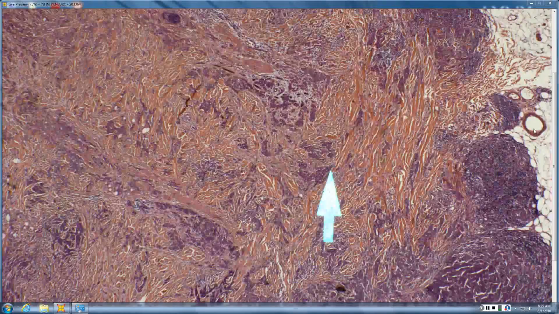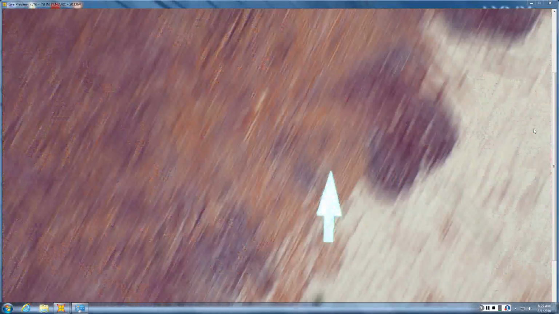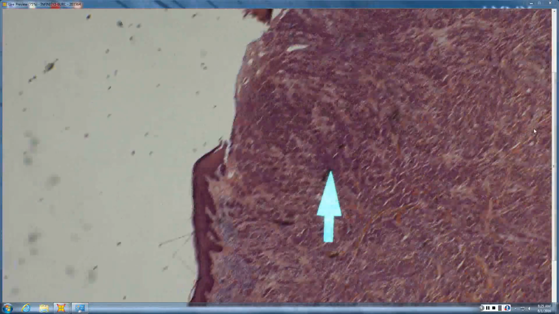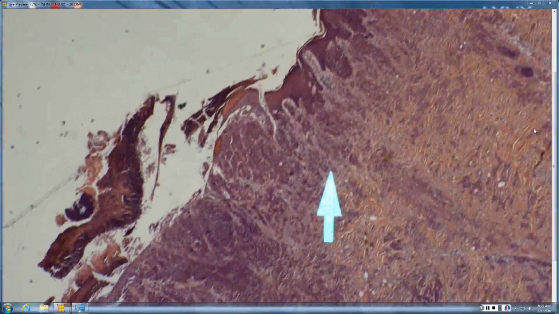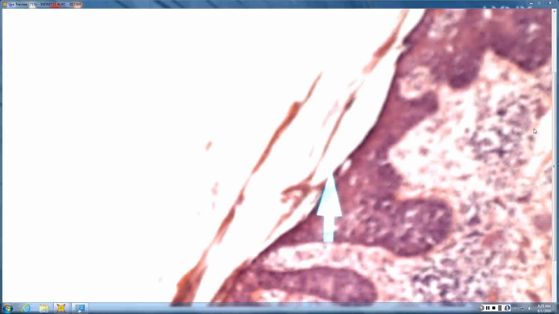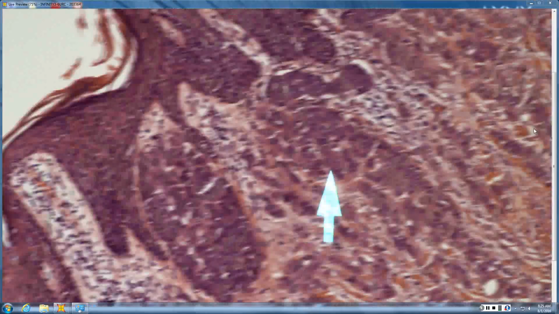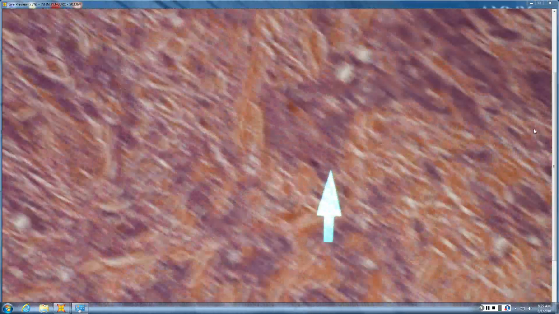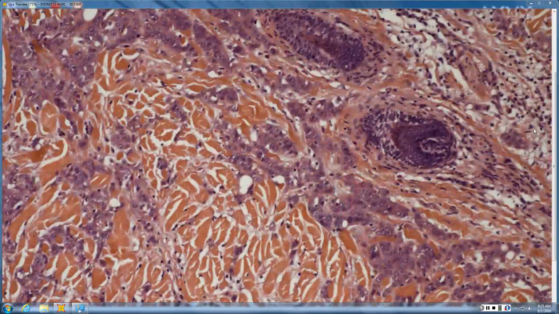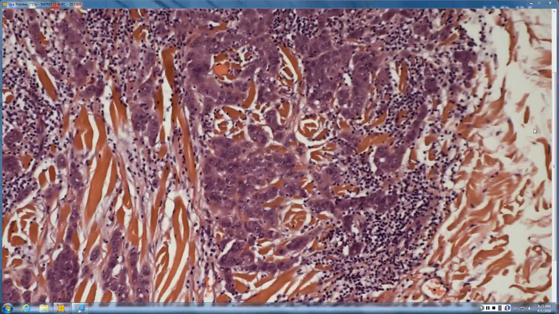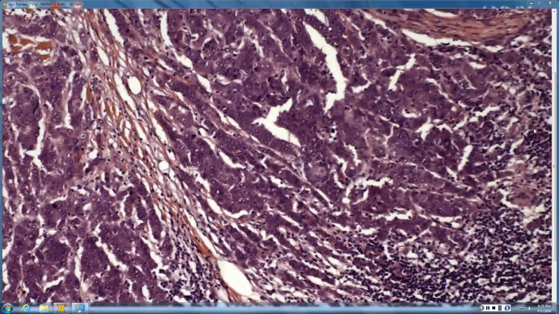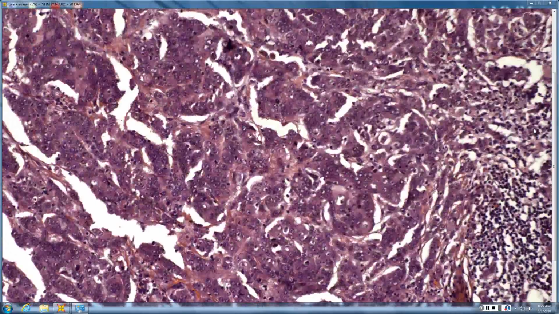Okay, so starting at the top, some compact cornified layers, and we have the epidermis, and coming off the epidermis is a very infiltrative blue-purple process. It would make me concerned about an infiltrated BCC. Potentially it's going in between bundles of collagen, as well as a lymphoid infiltrate.